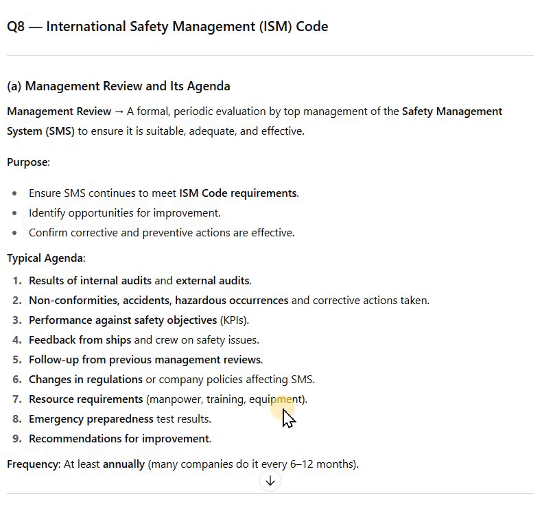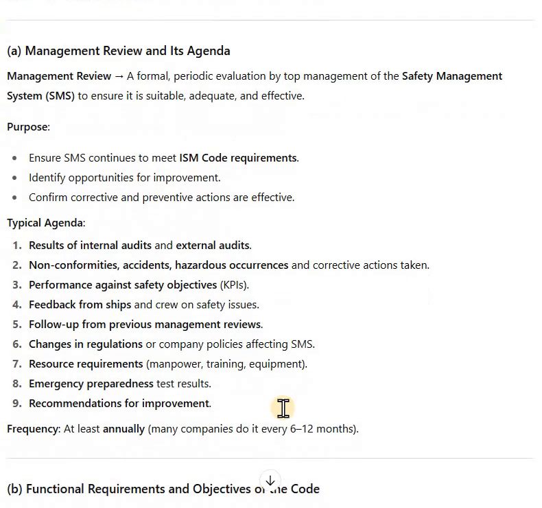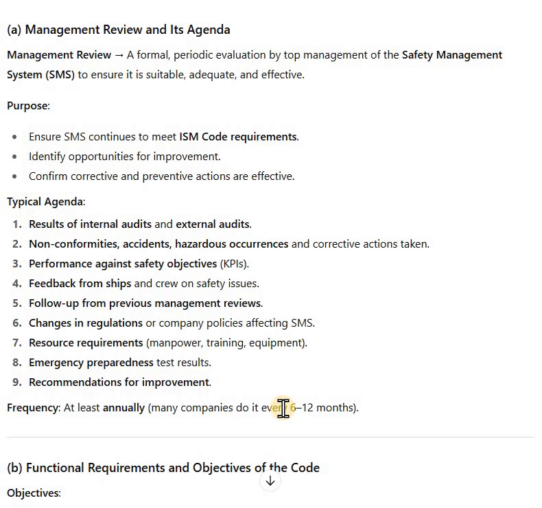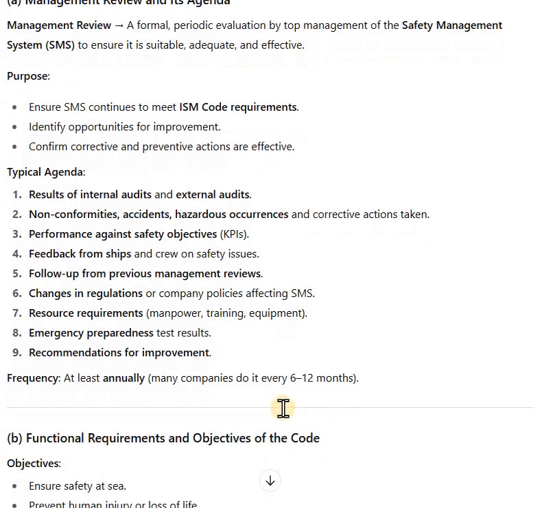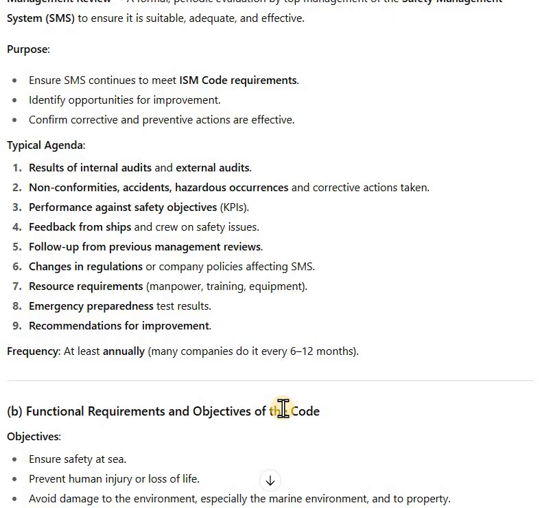Right. Management review and its agenda: a formal periodic evaluation of the safety management system by top management to ensure it is suitable, adequate, and effective. Purpose: ensure the SMS continues to meet the ISM Code requirements, identify opportunities for improvement, confirm corrective and preventive actions are effective. Typical agenda are results of internal audit and external audit, non-conformities, accidents, hazardous occurrences.